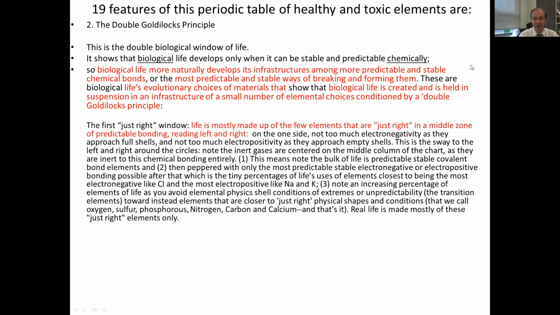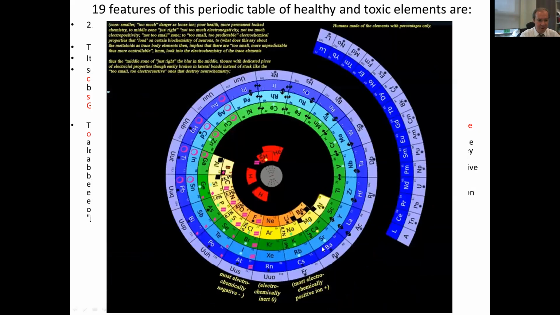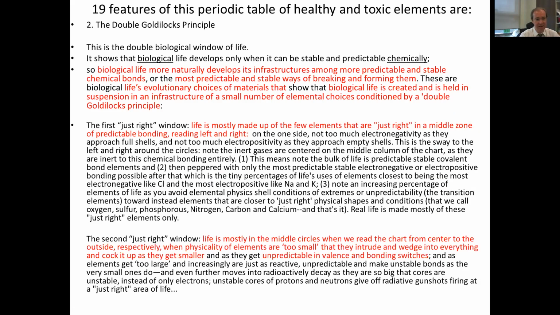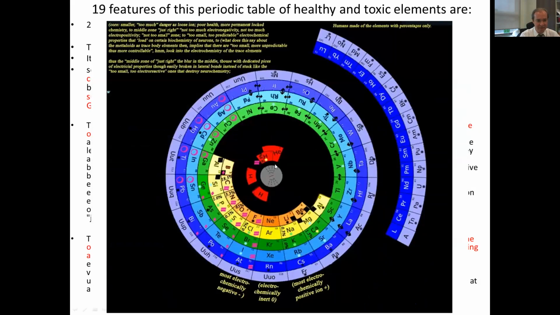The first just right window, which we talked about, is the middle zone, reading left and right on that chart. On left and right, we have too electronegative, too electropositive. Just right is in this little zone here. Moving on, the second window, mostly in the middle circles, when we read the chart from the center to the outside. So if you read from the center to the outside, you have hydrogen to this outside.